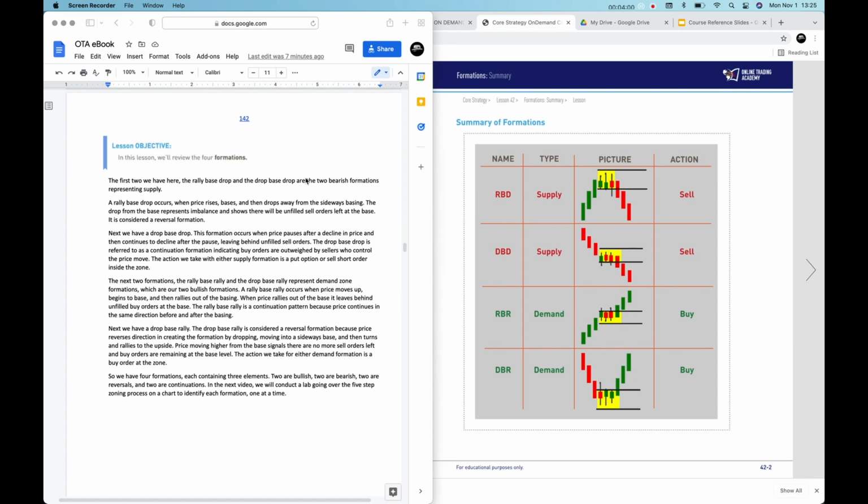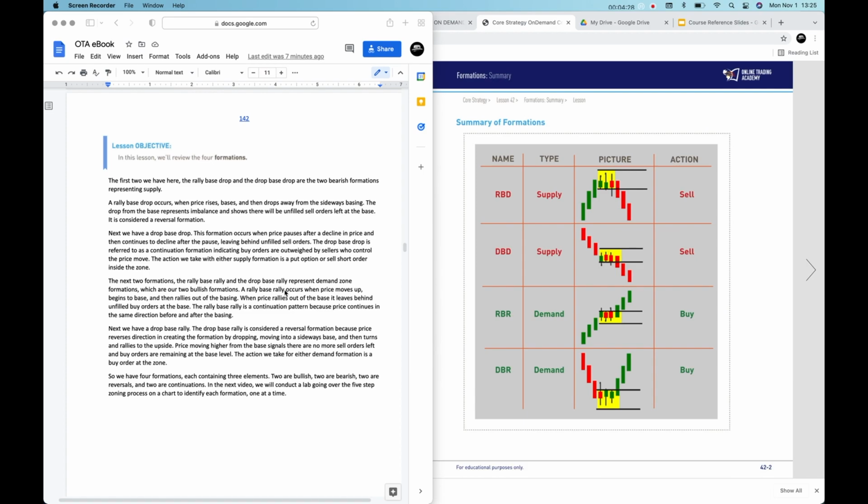So we have four formations. Each contains three elements. You have the leg in candles, you have a base, and then you have the leg out candles. Two formations are bullish and two formations are bearish. Two formations are reversal patterns and two formations are continuation patterns.